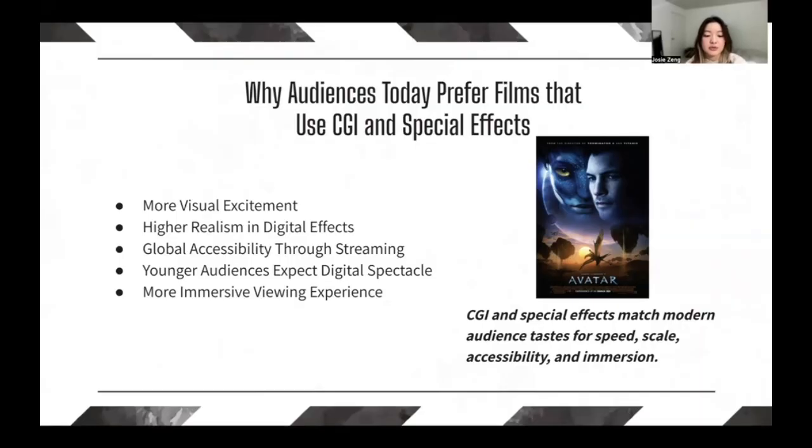Younger audiences who grew up with digital media expect fast visuals and impressive effects. Finally, CGI creates a more immersive viewing experience by allowing filmmakers to build entire digital environments. So overall, technological advancements change filmmaking from a physical process into a digital one. CGI and special effects have become important because they match modern audience tastes for speed, scale, accessibility, and immersion.